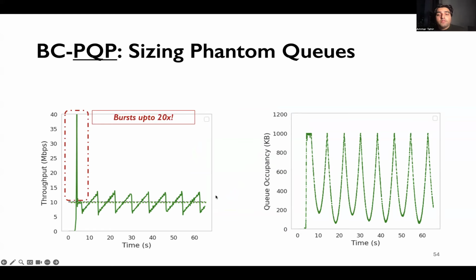Now, while we use Reno as an example here, the problem exists with other protocols as well, for example, Cubic as well.